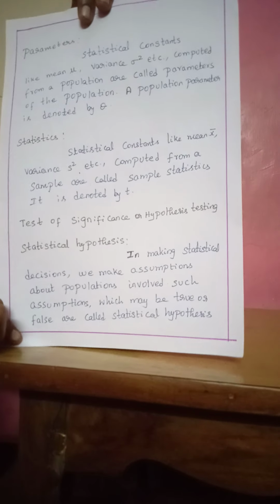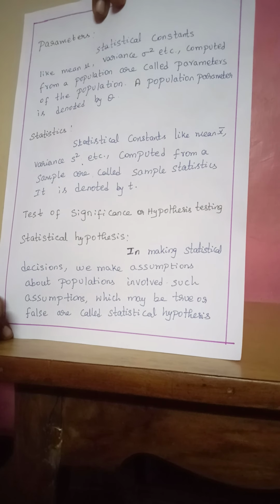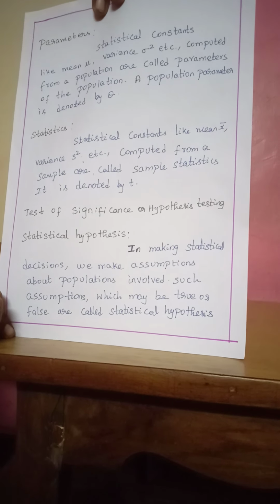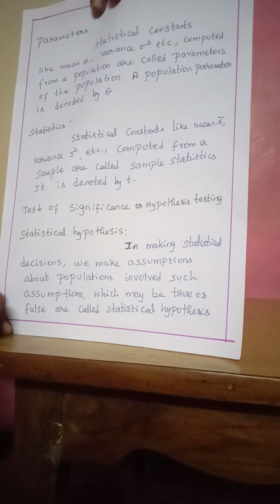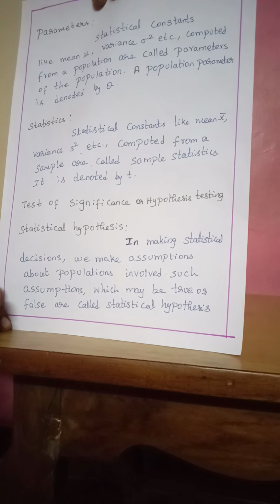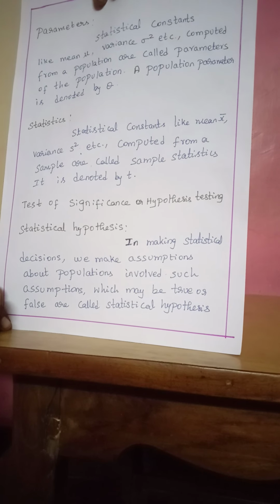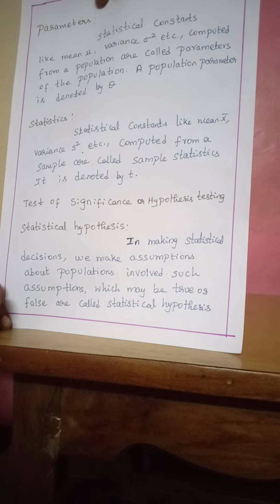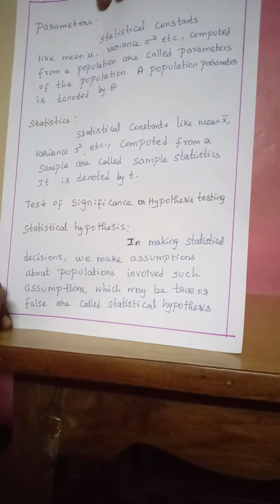Parameters. Statistical constants like mean mu, variance sigma square, etc. computed from a population are called parameters of the population. It is denoted by theta. Sample statistics. Statistical constants like mean x bar, variance s square, etc. computed from a sample are called sample statistics. It is denoted by small alphabet t.